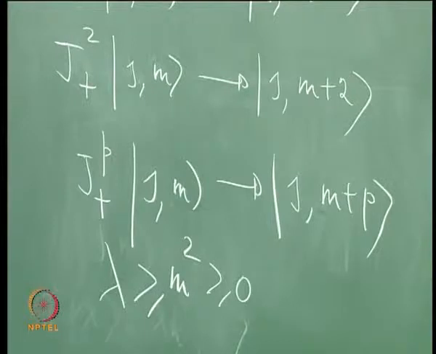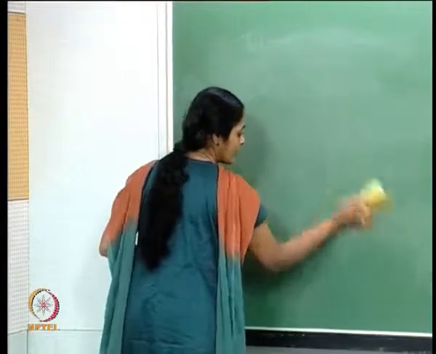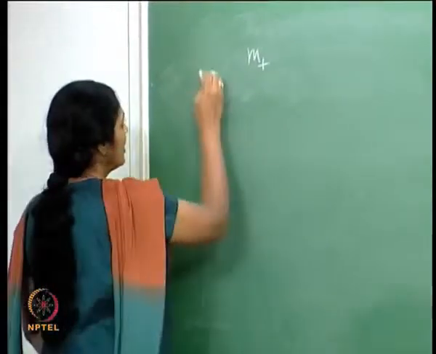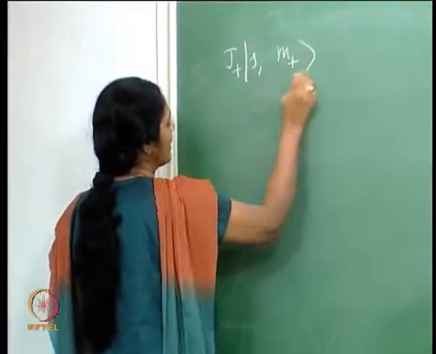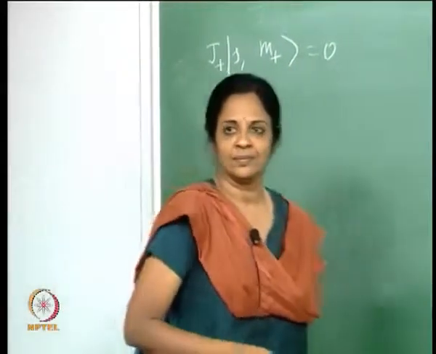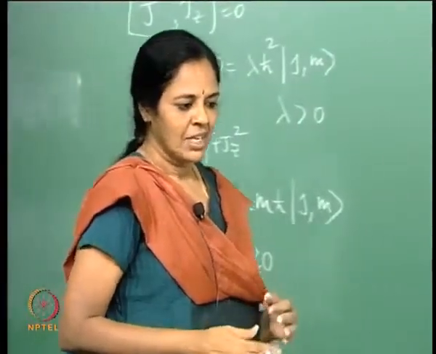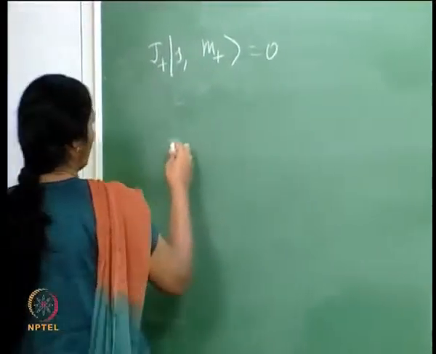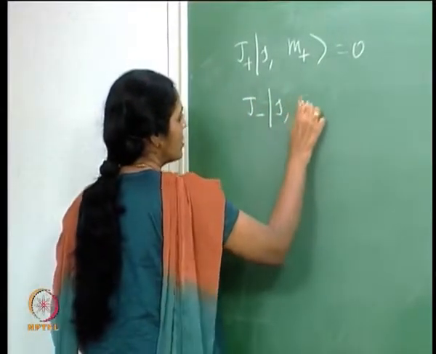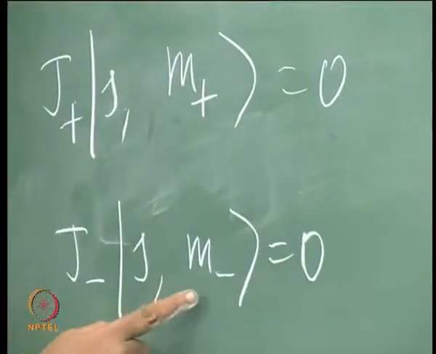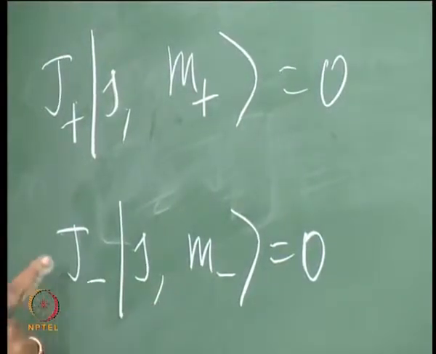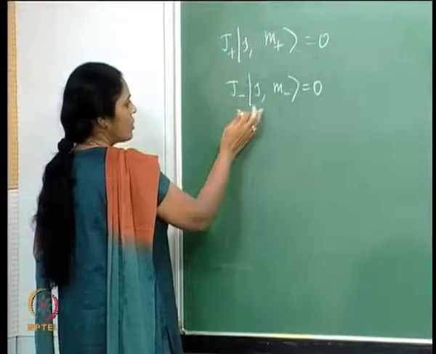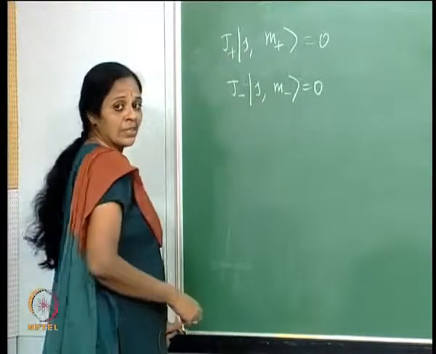In other words, I have the following condition now. I realize that there is an upper bound of m, which I will call m plus, such that when j plus acts on the state j comma m plus, it gives me 0, because otherwise m plus squared could be greater than lambda, and lambda is a function of j. Similarly, I know that there must be a lower bound for the same reasons. There is an m minus. Every time j minus acts on m, it reduces the value of m by 1, but then there must be an m minus, which fixes the lower bound, because j minus acting on j comma m minus must be equal to 0.